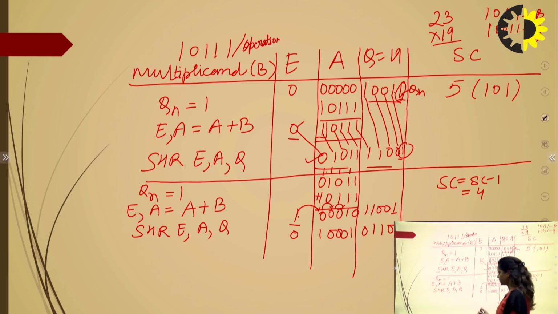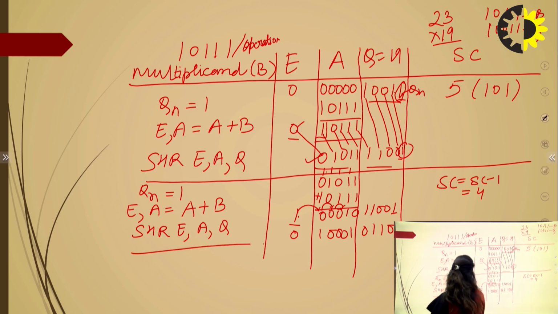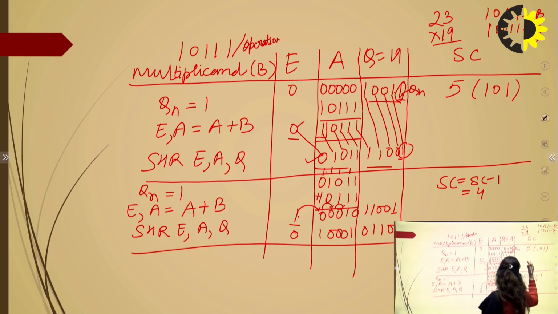Next we have to reduce the sequence counter by 1. Till when do we follow this step? Till the sequence counter becomes 0. When the sequence counter is 0, at the end of that step we will get our answer, that is the multiplication of 23 and 19.